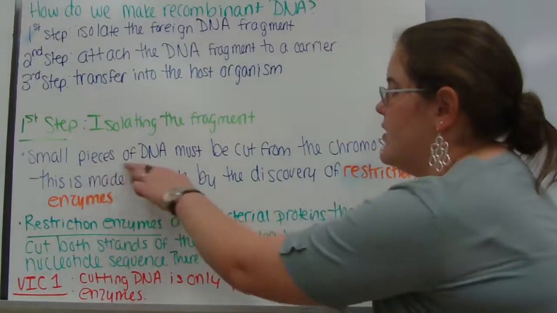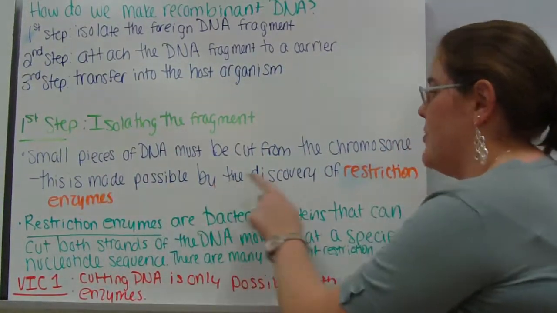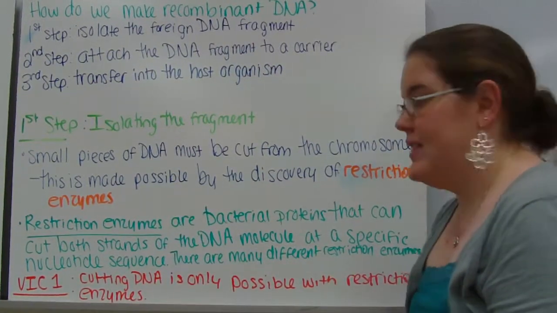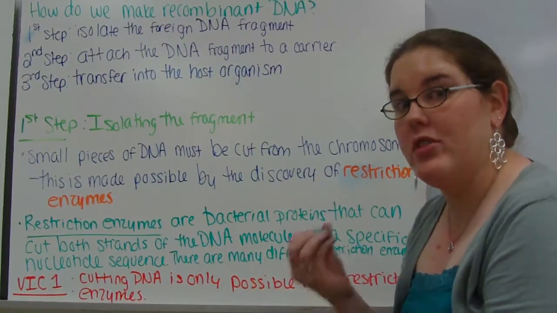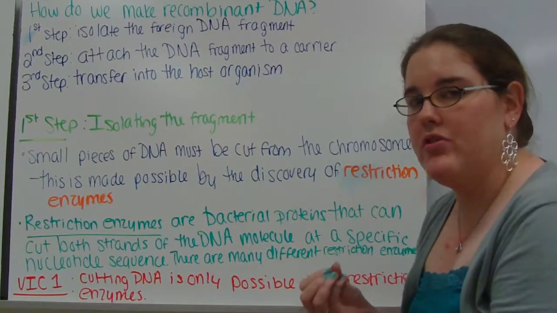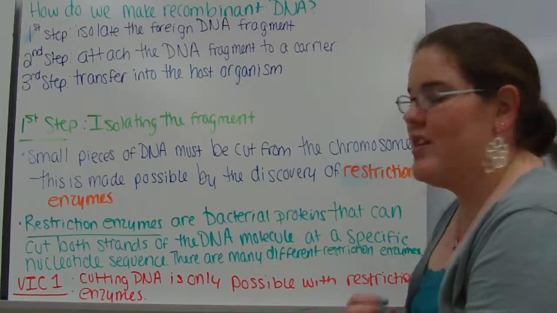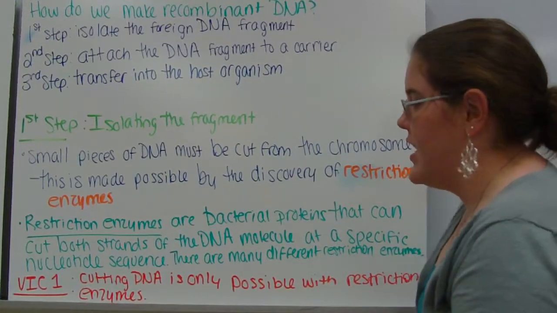So your first step is isolating the fragment. We have small pieces of DNA that have to be cut from each chromosome. That is made possible by the discovery of restriction enzymes, which were discovered back in the 1970s. Restriction enzymes do kind of exactly what they sound like. They restrict that DNA so tightly that they cut off the DNA. So that is their job. Whenever you think about restriction, think about it restricting so tight that eventually it actually cuts that DNA.